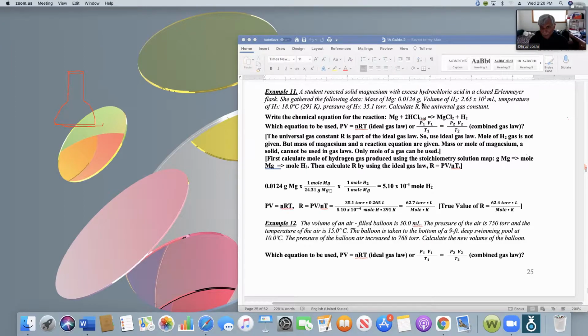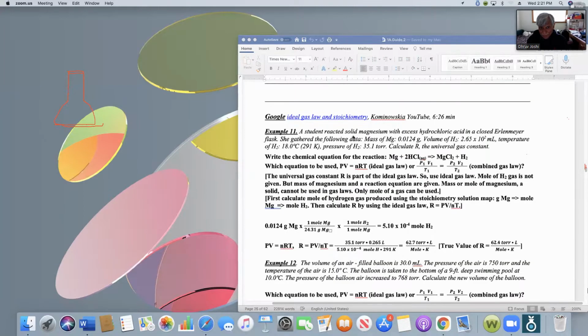And we need to find R. That's what we are doing. Everything else is given there. We measured how much hydrogen is produced, because you know the volume of the container over here. And because this is an ideal gas, the volume of the container equals the volume of the gas. So that's the Erlenmeyer flask.